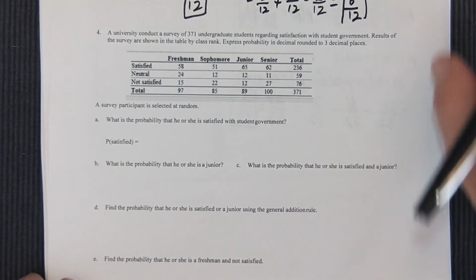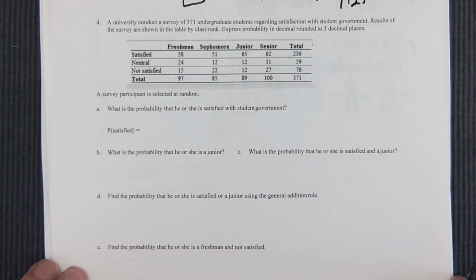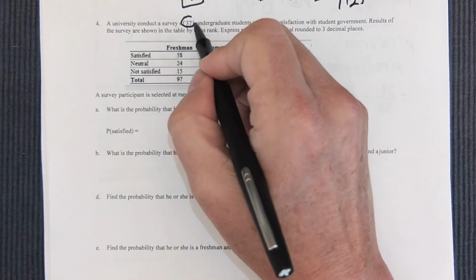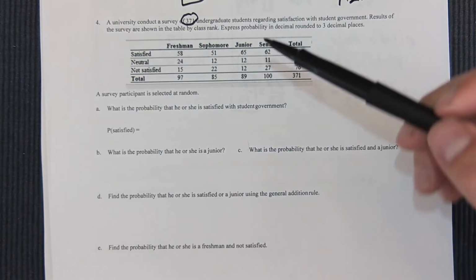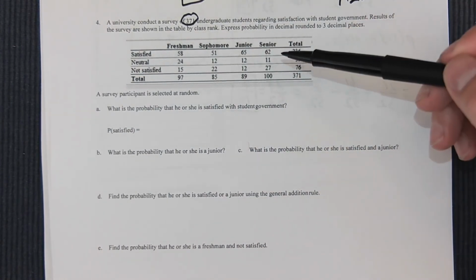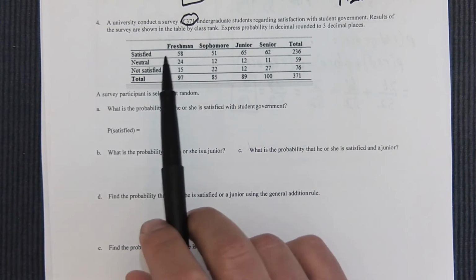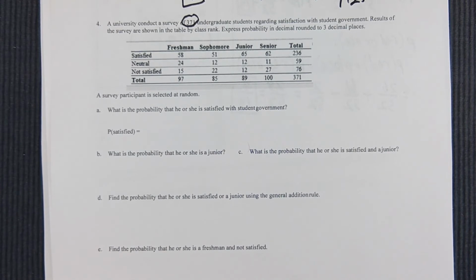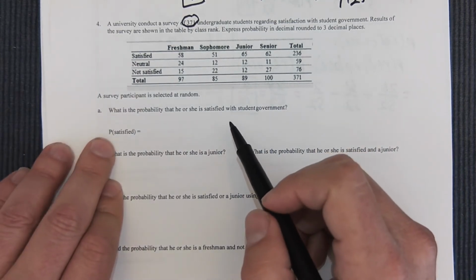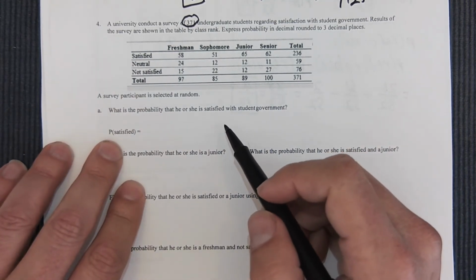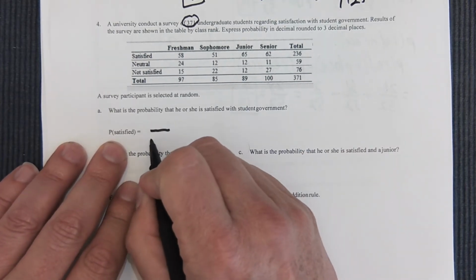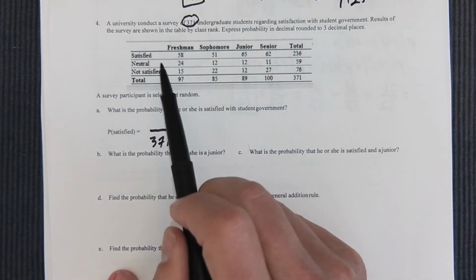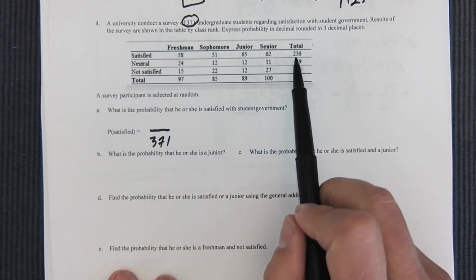Here we have number 4. And we have a university with a total of 371 undergraduate students. And it's broken down by class, and we're given the totals. And are they satisfied with the student government or not? So we'll start here. What is the probability that he or she is satisfied with the student government? Well, my denominator for sure is going to be 371. And so how many of them are satisfied with the student government? That'll be the 236.